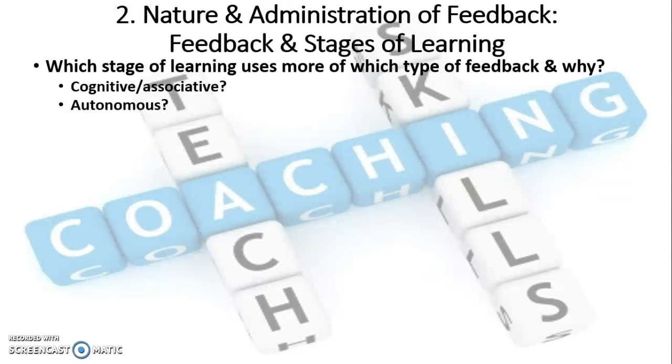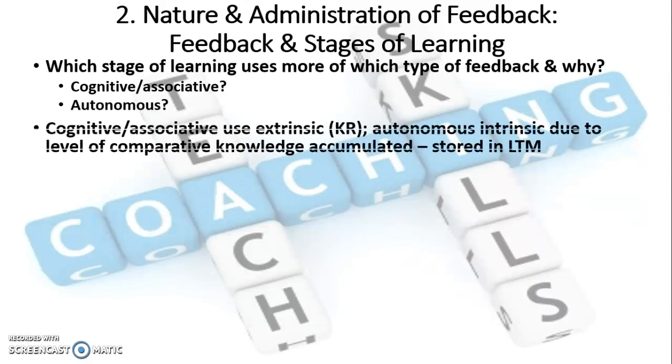Okay, so out of these 3 stages of learning, remember cognitive means thoughts, so that's your very conscious learner, the early stages. Associative is like your intermediate stage, so there's some sort of learning taking place, but they're not yet expert. And then autonomous or automatic means that they can do it pretty much without thinking, so the expert phase of learning. So which one uses which type of feedback?